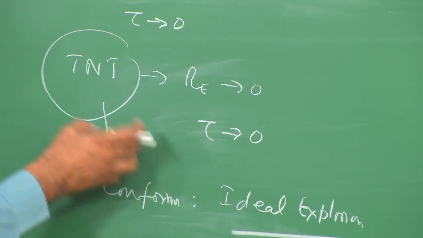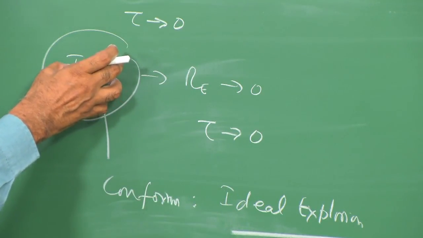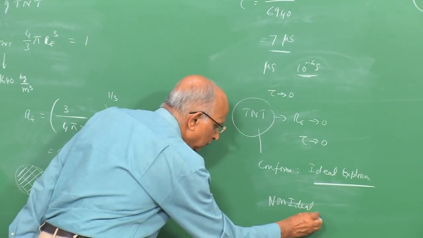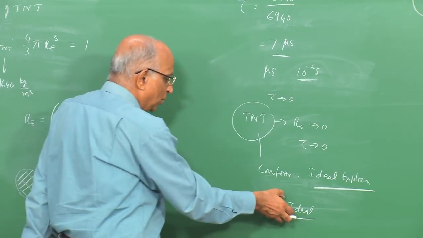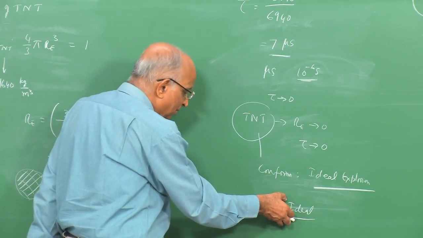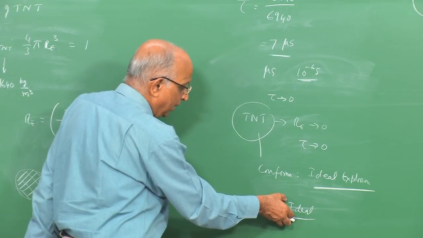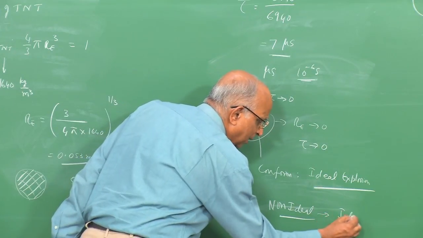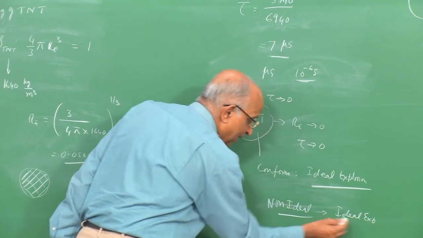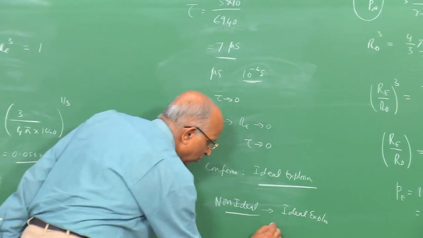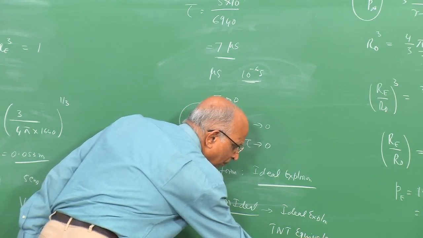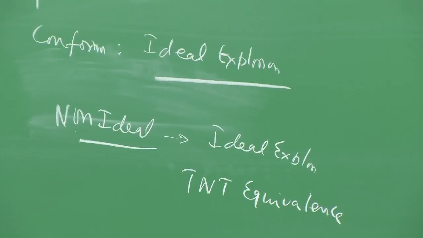Therefore it becomes necessary for us to be able to convert a non-ideal explosion, involving a large volume and maybe a relatively large characteristic time of energy liberation, into something like an ideal explosion. We have to transform this, and that is where we talk in terms of TNT equivalence. Let us do this, but before I do, let me give one or two small examples.